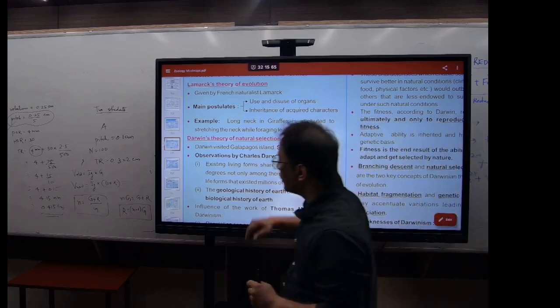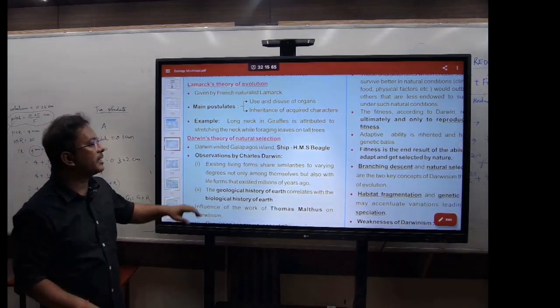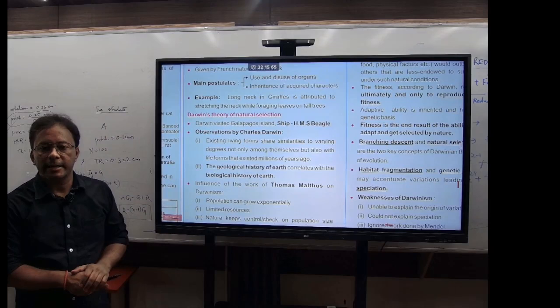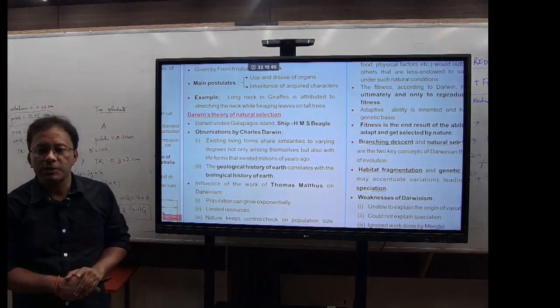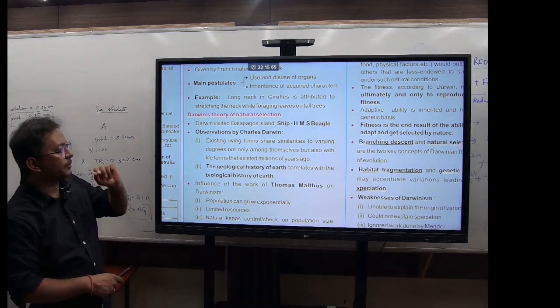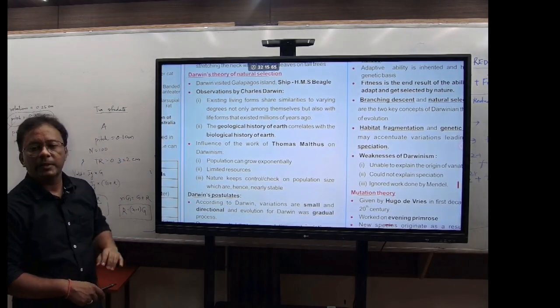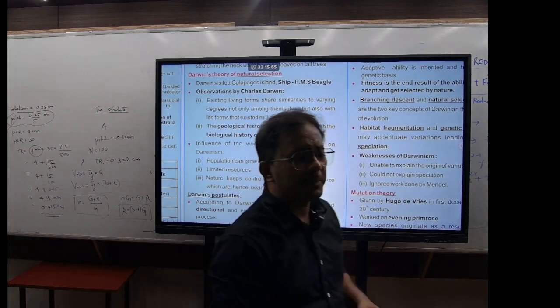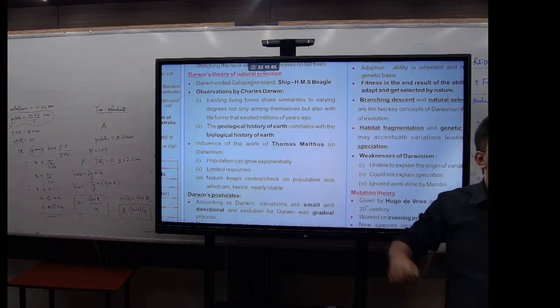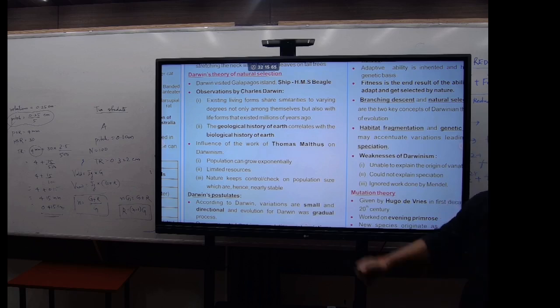Now, one example which was given by Lamarck is the long neck in giraffes, which was due to the use and disuse of the organs, which is incorrect. Now, coming to the next guy here, Charles Darwin, the very famous scientist of evolution. He is known as the father of evolution.